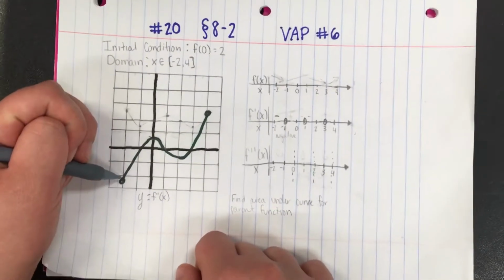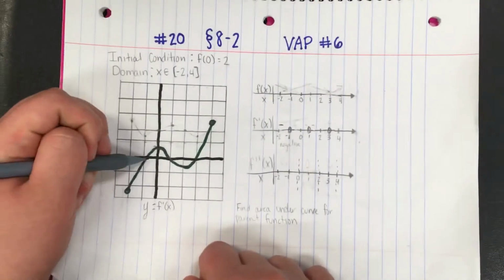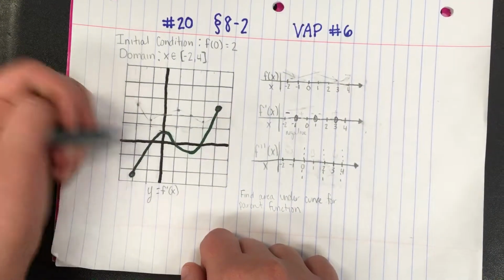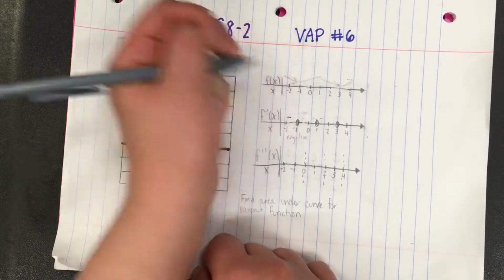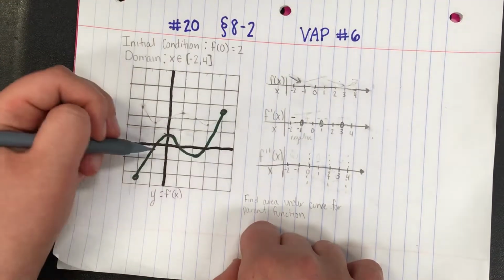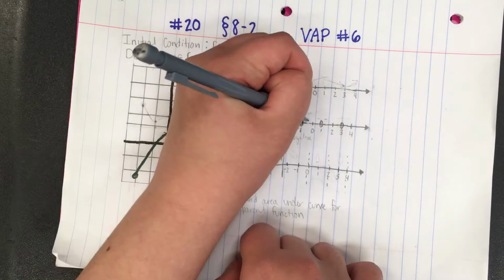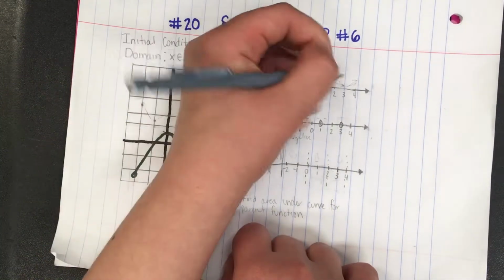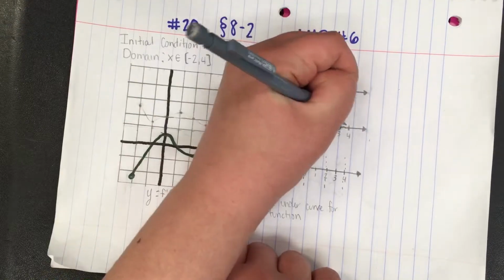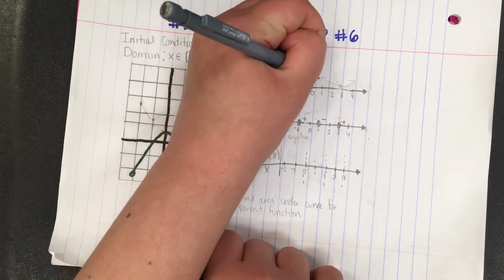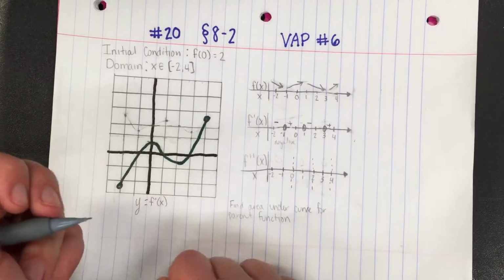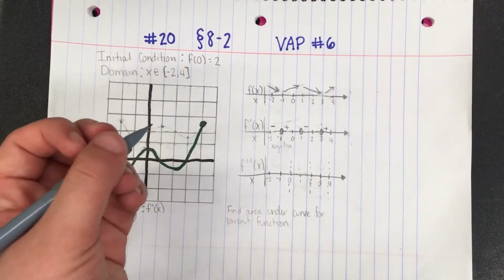And from -2 to -1, the values are negative, so the parent function would be decreasing. From -1 to 1, it's increasing, from 1 to 3 it is decreasing, and from 3 to 4 it is increasing. So we have a general feel of what the graph will look like slope-wise.